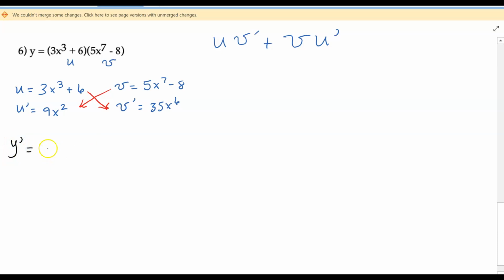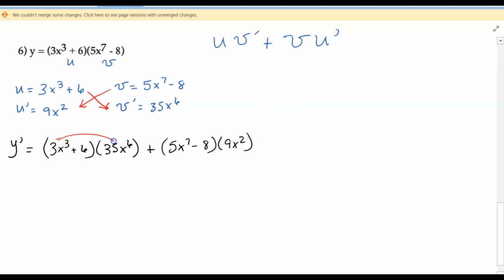We're going to get 3x cubed plus 6 multiplied by 35x to the 6th power plus 5x to the 7th minus 8 multiplied by 9x squared. And of course, we're going to go back and distribute where we can, and we'll end up with our answer for y prime. So we've got 35 times 3, which gives us, I believe, 105.